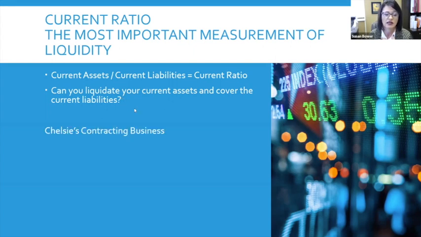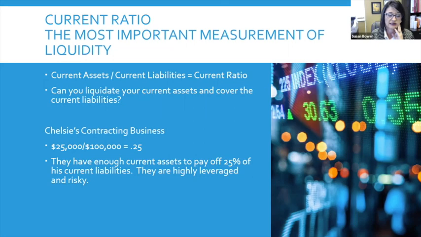Can we cover our current liabilities? So let's look at a contracting business and see what that might look like using very easy round numbers for purposes of illustration. So a person named Chelsea has a contracting business, and on that balance sheet, they have $25,000 of current assets, and they have $100,000 of current liabilities. So when we do the math, we end up with a current ratio of 0.25. What is that telling us?